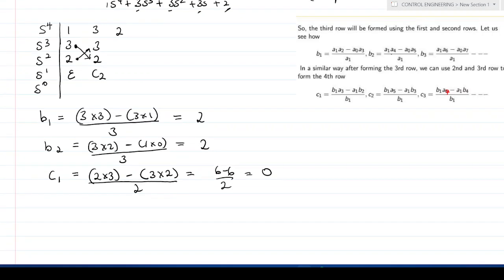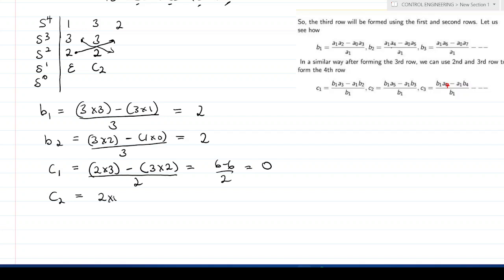Now let's find C2. C2 is going to be equal to B1 times A5 minus A1 times B3. So we're going to have 2 times 0 minus 3 times 0, all over B1, 2. It's going to give us 0 as well. So we can replace C2 with 0. It doesn't matter if C2 is 0 because we only focus on the first column, not on the second column.